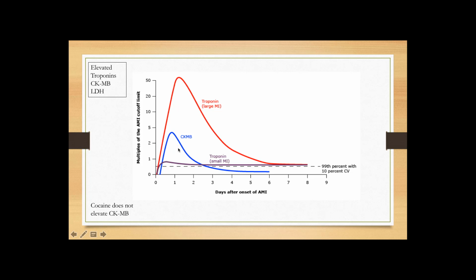CKMB is another cardiac enzyme from the myocardium. It will start to rise and then will fall within 3 to 4 days. The third enzyme is LDH, or lactate dehydrogenase. We do not pay too much attention to it anymore because it is very non-specific, and it can be high in many other conditions too. The only point to remember here is that cocaine induced cardiac ischemia will not cause any elevation of CKMB. So do not rely upon CKMB in that case if you're suspecting cocaine. The only thing to look at would be troponin in this case, and of course a urine drug test that shows cocaine.